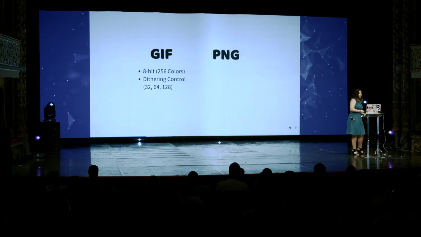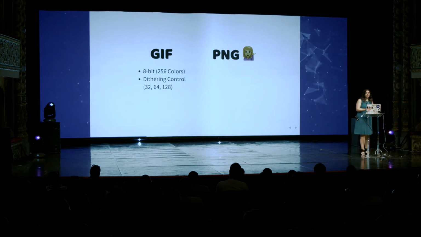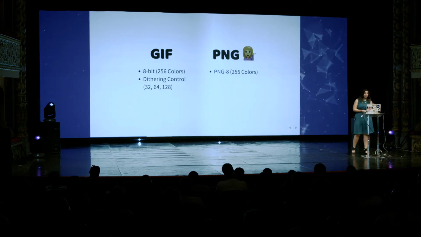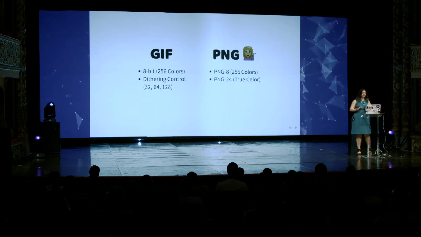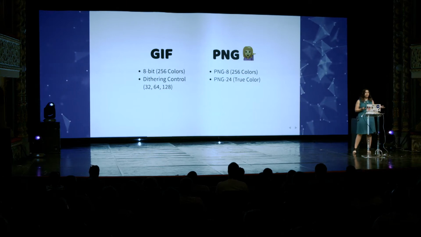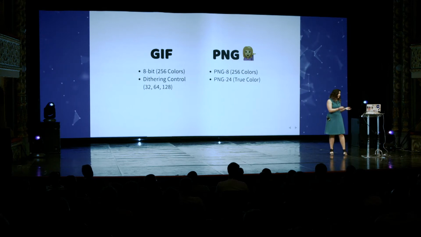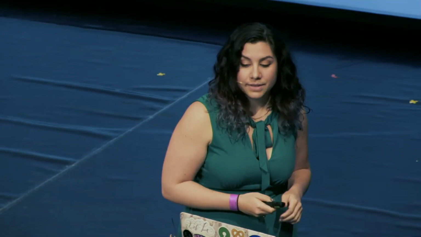So after the GIF came the PNG, and the PNG was this open source reaction to the GIF threatening to license. Now the PNG comes in this 8-bit variant, but it also comes in a 16-bit, 24-bit variant, which is true color. You have 16 million colors to choose from. And because of the better compression, it's usually better to choose the 8-bit PNG versus the GIF. It also allows for alpha transparency, and it uses delta encoding, which means that a PNG is lossless. It doesn't ever lose data.